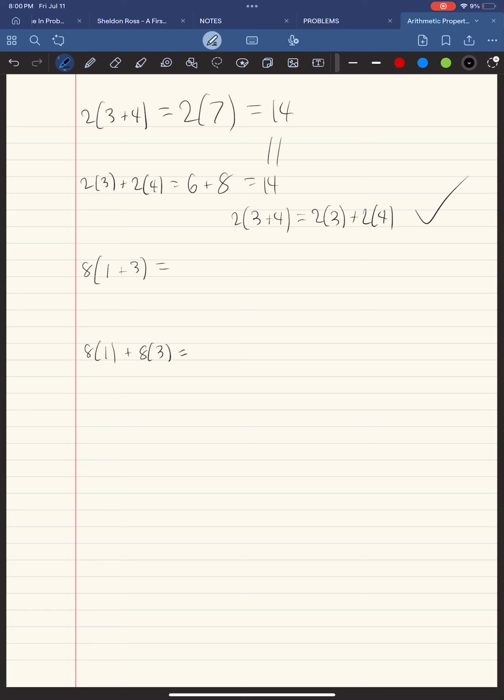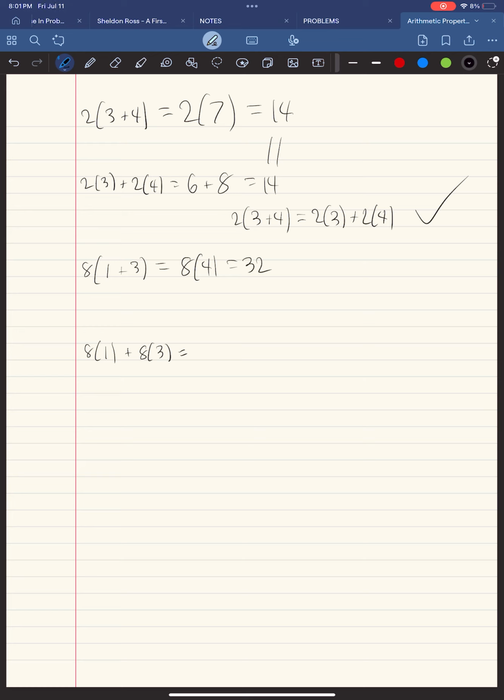Lovely. Let's look at one more example where we have 8 times (1 plus 3), where the 1 and the 3 are in parentheses. Well, 1 plus 3 is equal to 4. Like in the earlier examples, we don't touch the 8. Then 8 times 4 is equal to 32.